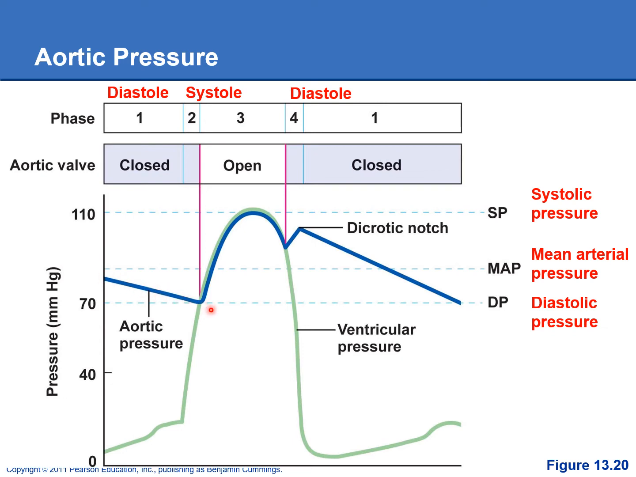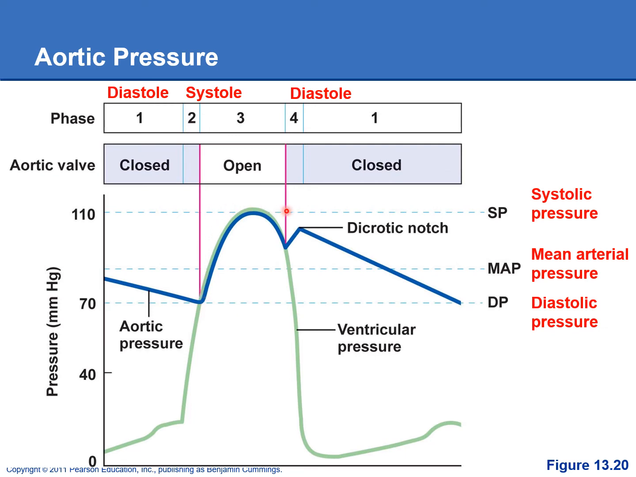dropping. And so this lowest point we get to, that's called the diastolic pressure. Okay, and that happens at the end of diastole. But then the ventricle enters into systole, contracts, and its pressure becomes higher than what's in the aorta, and that will open up the semilunar valves.